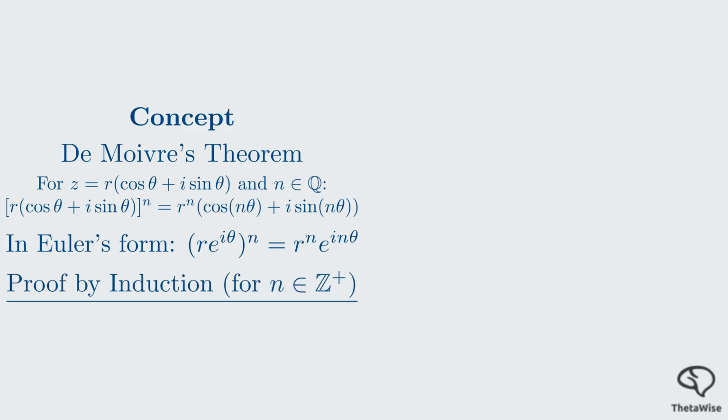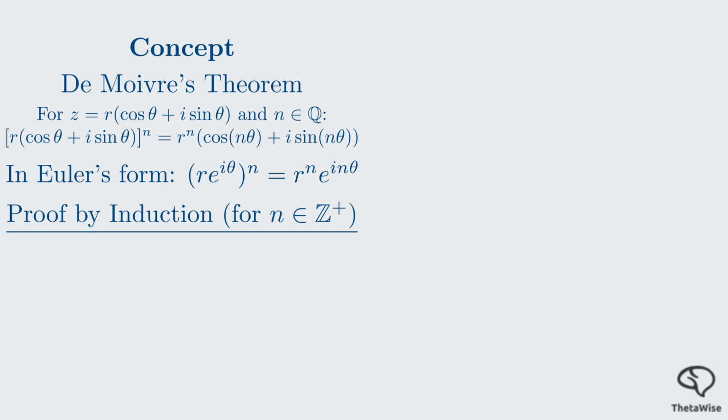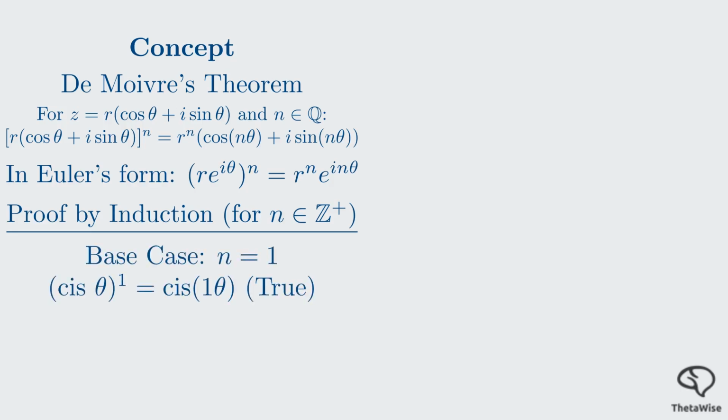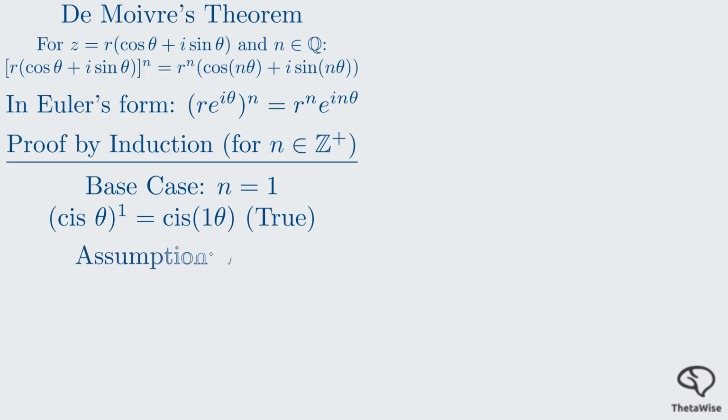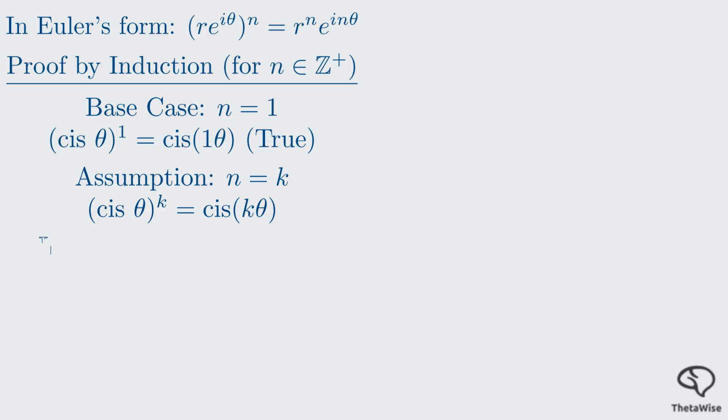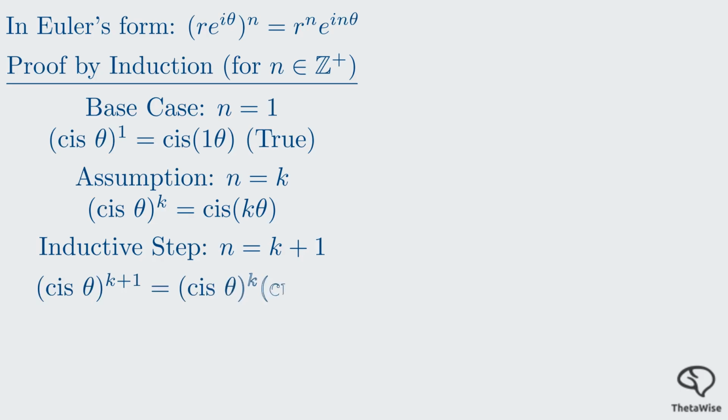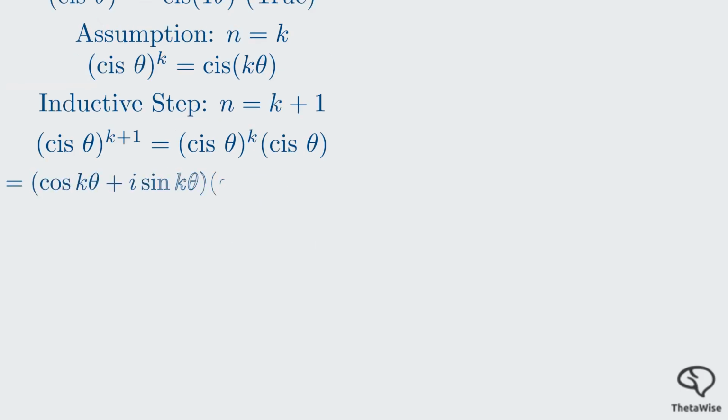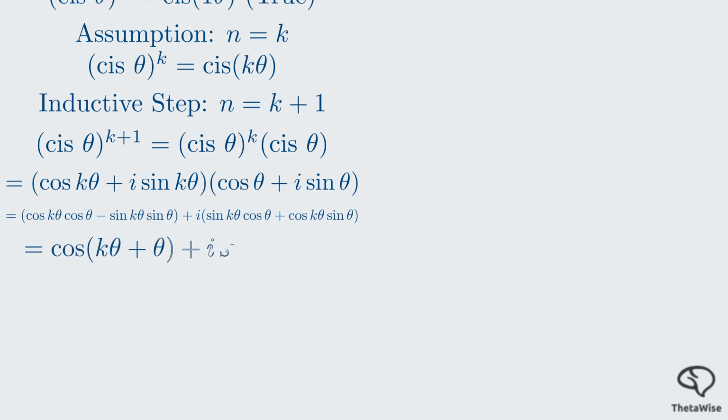The IB syllabus often requires a proof of this by induction for positive integers. We start with the base case at n equals 1, which is trivial. We then assume it holds for n equals k. For the inductive step, we multiply the assumption by one more factor of the complex number. By applying the trigonometric compound angle identities, we see the arguments add together, confirming the result for k plus 1.